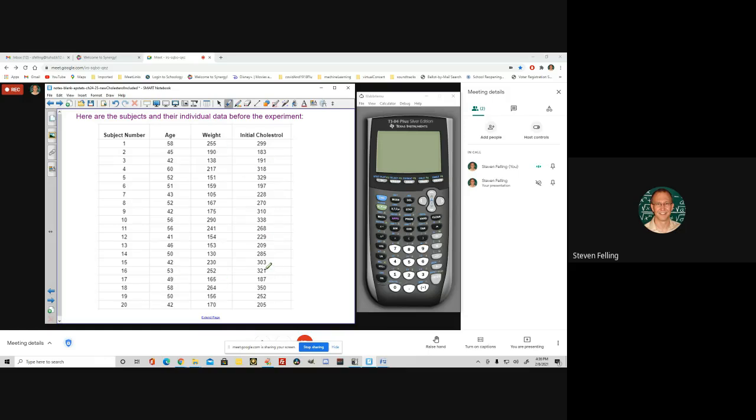Okay. So before the experiment starts, we collect data. We hope that this set of 20 patients was randomly selected and that they're representative of the population of all people who have high cholesterol.